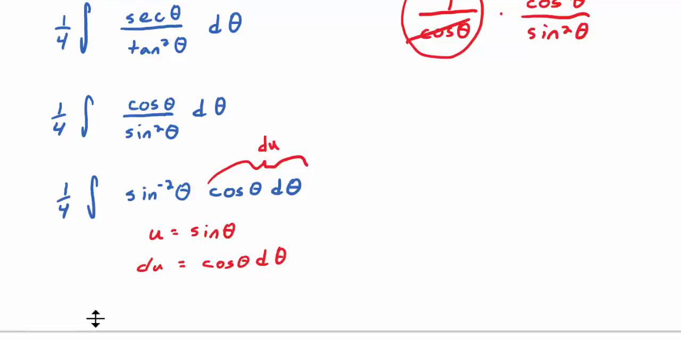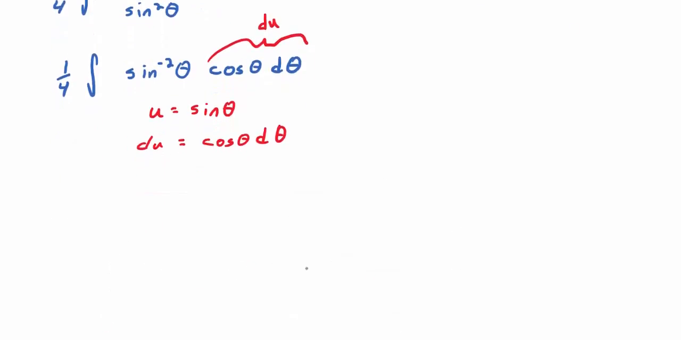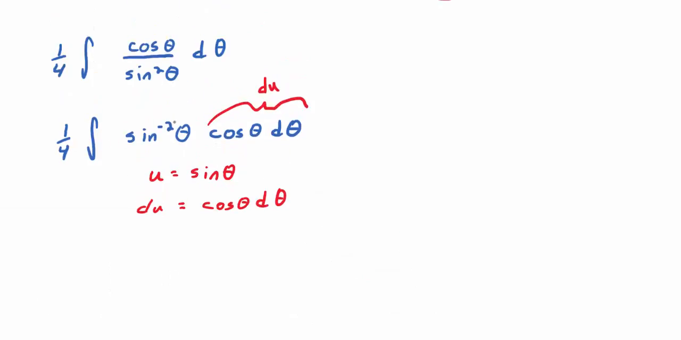But without actually making the substitution, I think I can do this. I think I know how to integrate. Essentially, sine to the negative 2 is u to the negative 2 power. I think I know how to integrate that. What do you guys think that is? So 1/4 times, okay, add 1, divide by the new exponent. What do you get? Sine to the negative 1, divide by negative 1, you just get negative sine to the negative 1 theta. And then, well, that's it, isn't it? Well, plus c, I guess.